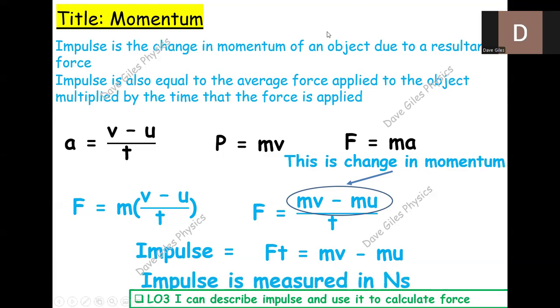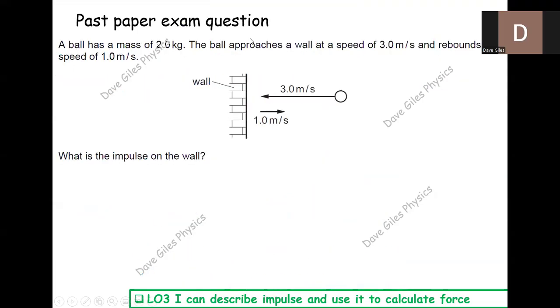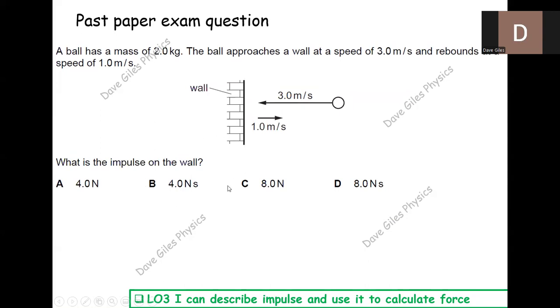So let's take a look at an example question with this. A ball has a mass of 2 kilograms. The ball approaches the wall at a speed of 3 meters per second and rebounds at a speed of 1 meter per second. What's the impulse on the wall? I'll give you a few seconds to have a go at it. Okay, if you want to pause that, then I'll put the full question on because this was a paper 2 question, so it had multiple choice. That might make the answer a little bit easier.